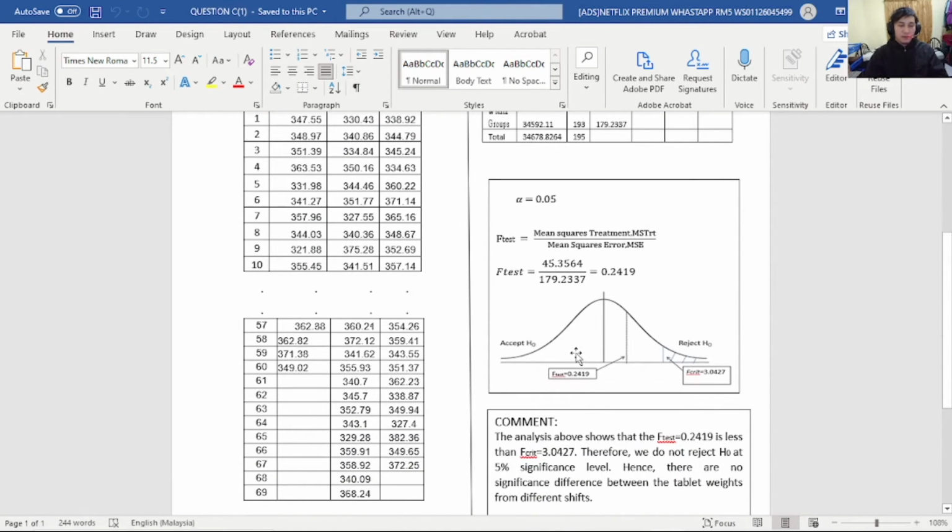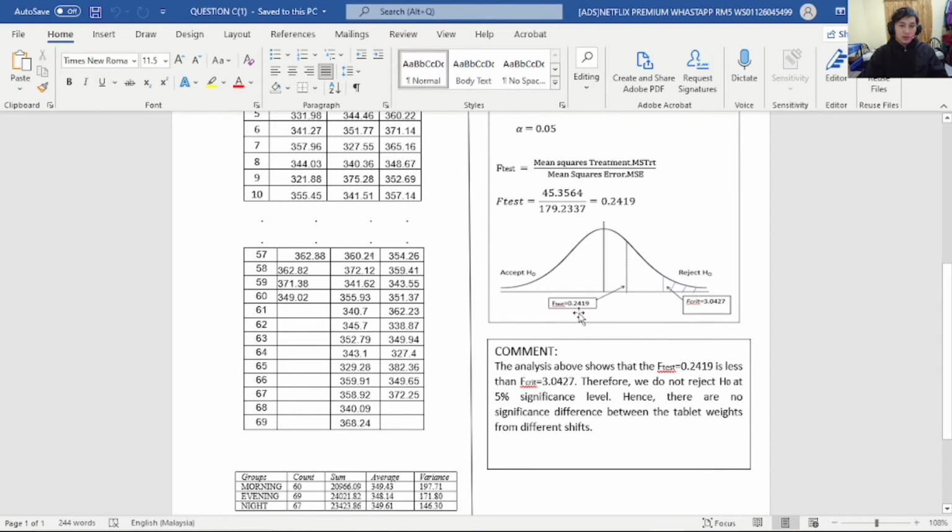So here I have done the analysis. Based on the figure, the F test value is 0.2419, and the F critical value is 3.0427. The analysis shows that the F test value is less than the F critical value. Therefore, we will not reject the H0 at 5% significance level. Hence, there is no significant difference between the tablet weights from the different shifts.